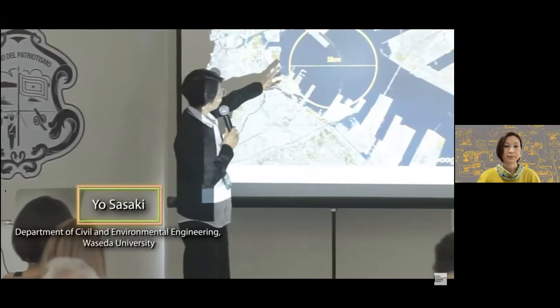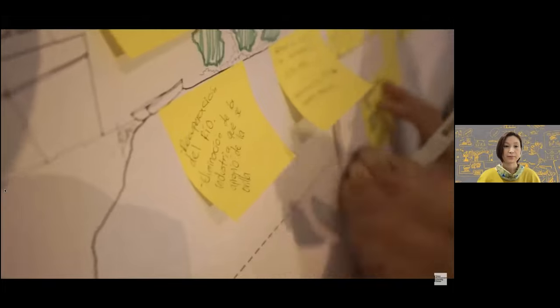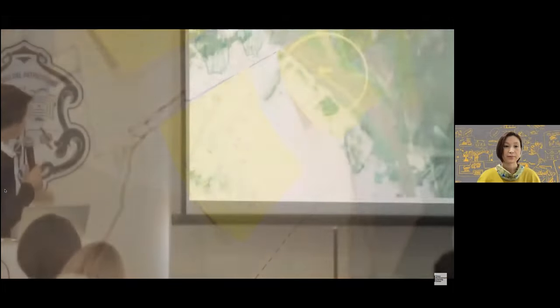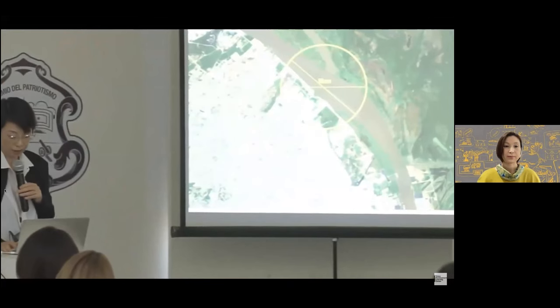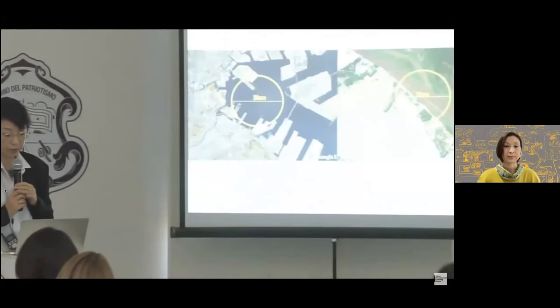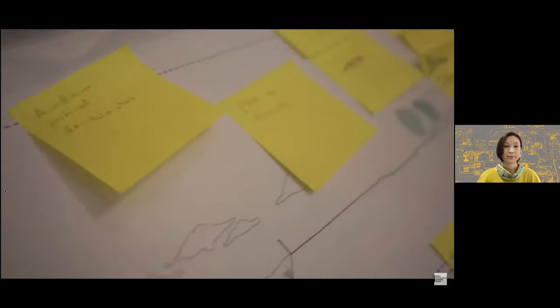Yokohama is a diameter 3 kilometers circle like this. And the same circle, inside the circle over here, like this. And comparing both sides, you can see how large the Barranquilla space is compared to Yokohama.